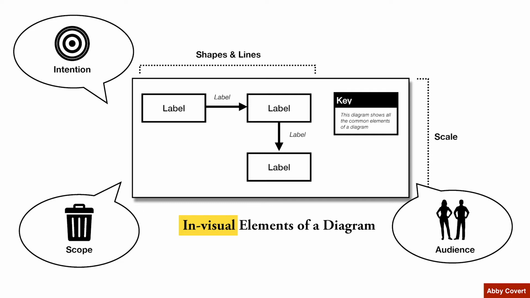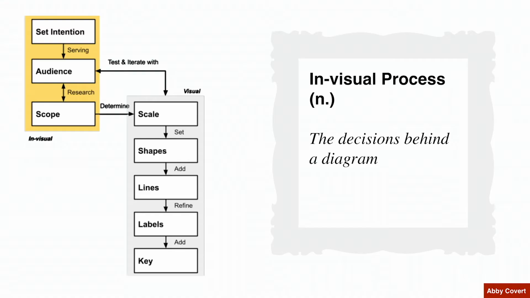When it comes down to it, diagramming is about making a series of decisions about how to visualize something. But it's actually the combination of both the visual and these 3 critical invisual elements that determine the ultimate success or failure of a diagram. Next, we're going to walk through a flow diagram about diagramming. Nerdy, I know. So this flow starts with our invisual process.